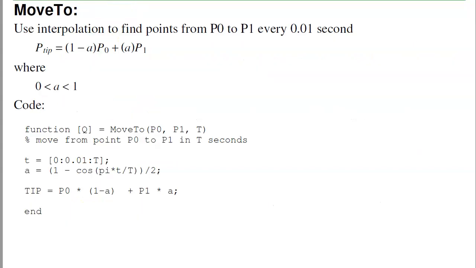I'll first describe how those routines work, and then we'll use them to draw a dogwood flower. The first one is move to. I want to go from point A to point B in t seconds. So that'd be the Matlab subroutine. I'm basically doing a cosine interpolation between those 2 points.